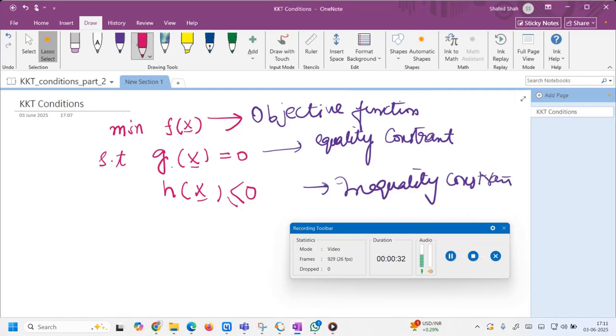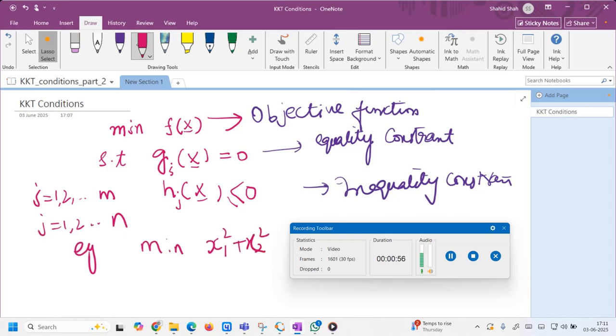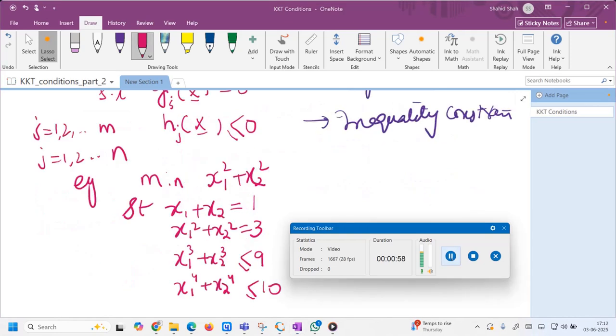Suppose we have g_i of x and h_j of x. That is, we have several equality constraints where i is equal to 1 up to m, and j is equal to 1 up to n. For example, we have a simple problem: minimize x1 square plus x2 square subject to, I'm just writing these dummy constraints just to explain. This may not have a proper solution. But let's say this is f of x, the objective function.